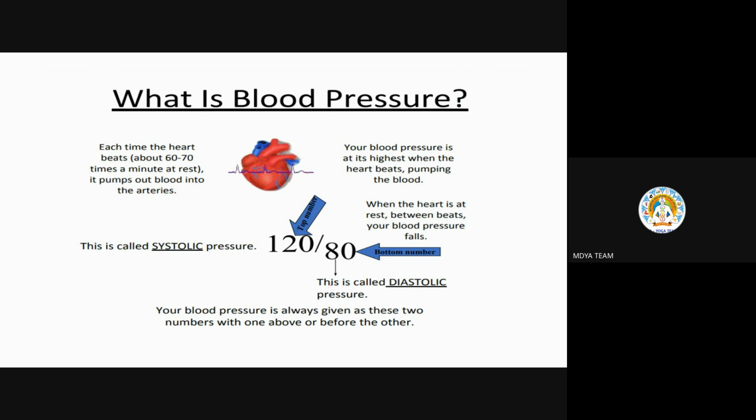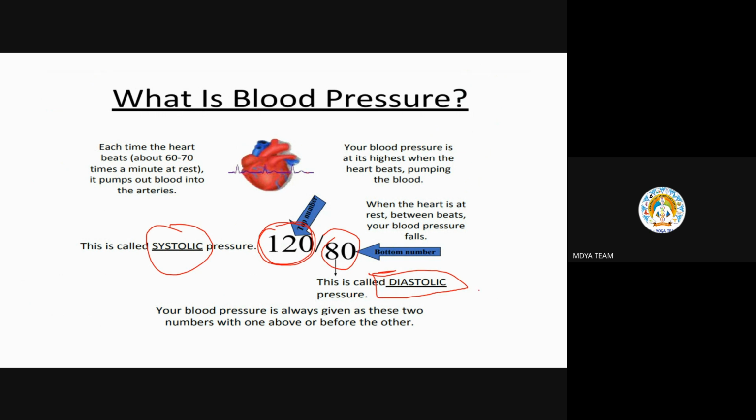So what is blood pressure? This is systolic and diastolic. As we told, there are two numbers. The upper number is called systolic, and the lower number is called diastolic. To understand, sometimes this confuses us. As we know, this is normal for everyone, but still these numbers, which one is diastolic and which one is systolic, we used to get confused sometimes.